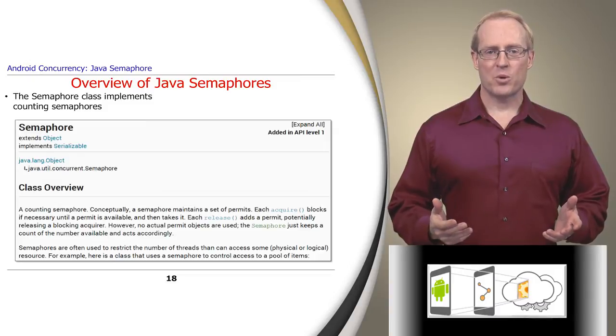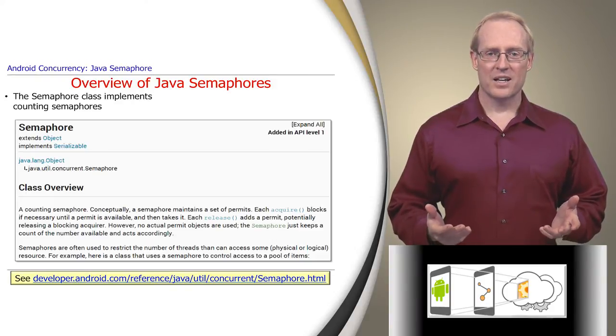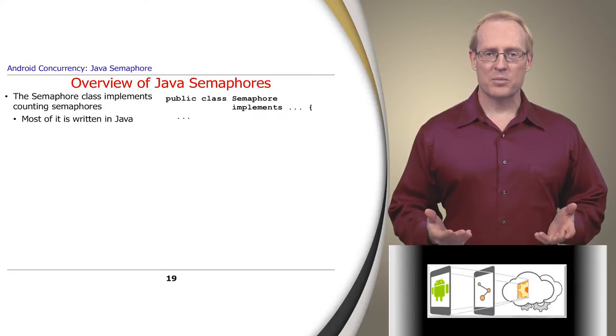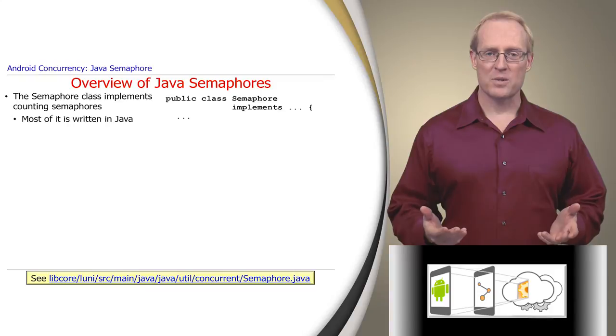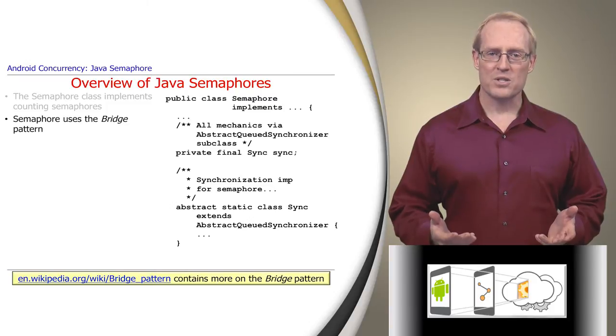Java provides semaphores via its Semaphore class, which implements counting semaphores, as described in this link. Implementing a binary semaphore is easy. Simply create a Java semaphore with a count of 1. Most of its implementation is written in Java, as shown in this path name. Semaphore uses the Gang of 4 Bridge pattern, described in this link, for several purposes.